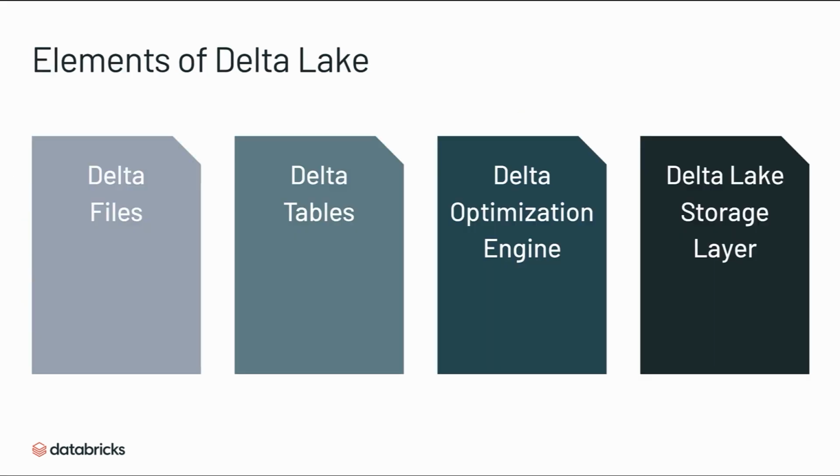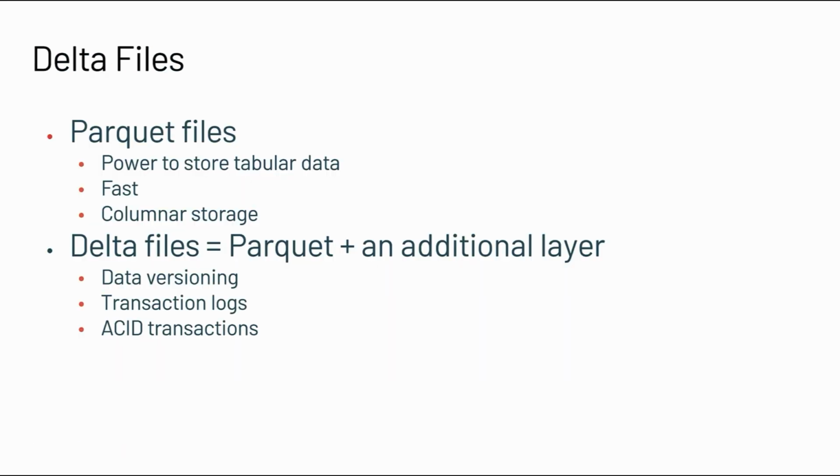So there are several elements that are sort of housed under this Delta Lake umbrella. And what we'll review now are those elements. There's 4 of them. We have Delta files, you have Delta tables, the Delta optimization engine, and then you have that Delta Lake storage layer. So first up, we have Delta files.